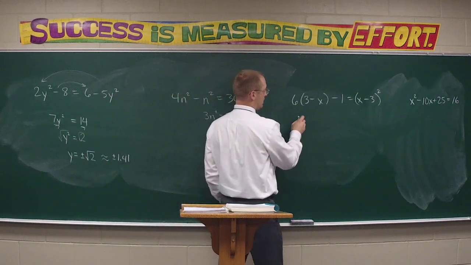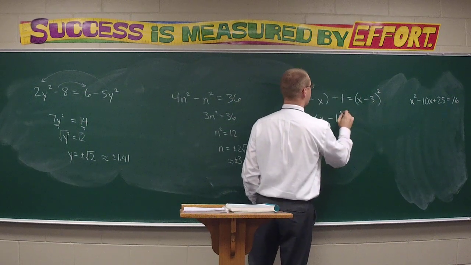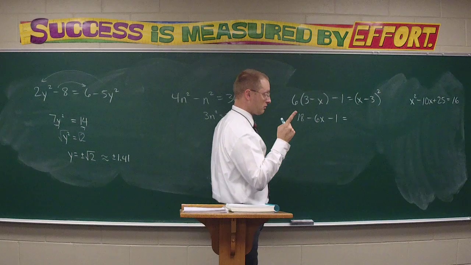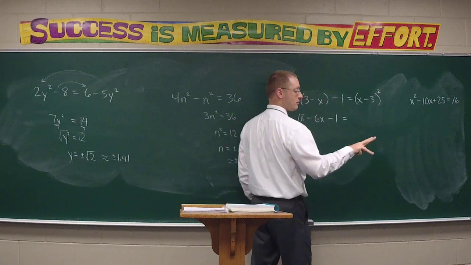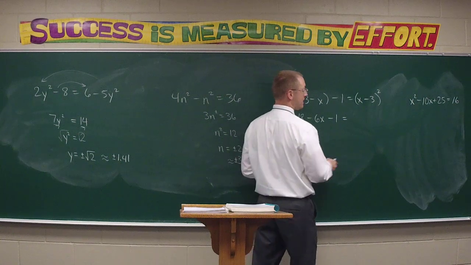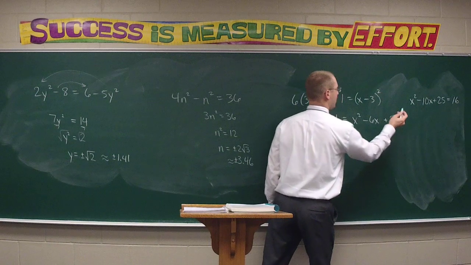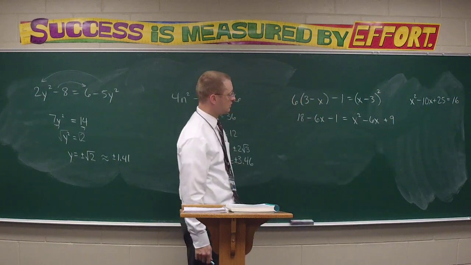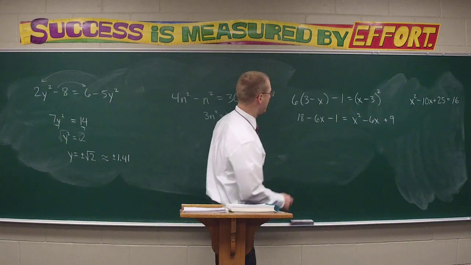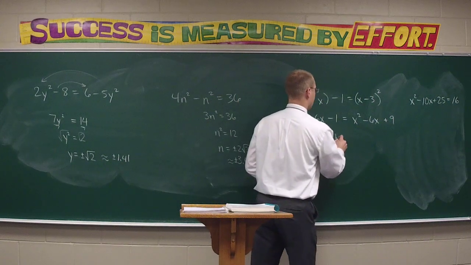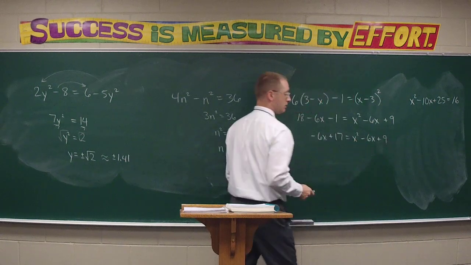You distribute to get 18 minus 6x minus 1. And then here, x minus 3 squared. Square the first, square the last, multiply double to get x squared minus 6x plus 9. All right. And then you combine to get negative 6x plus 17. Of course, that still equals x squared negative 6x positive 9.